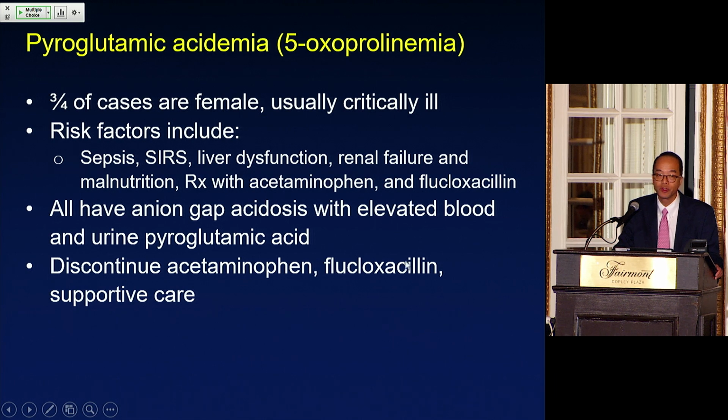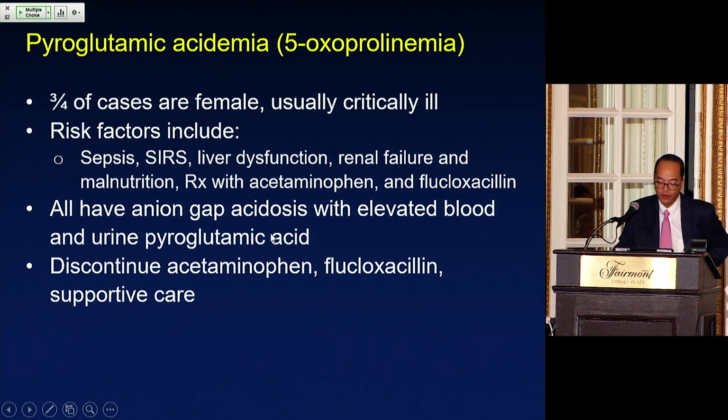Finally, a useful thing to remember, this is not a huge clinical problem, but it's often a puzzling cause of an anion gap acidosis in the ICU, for example, is pyroglutamic acidemia, also known as 5-oxoprolinemia. This occurs more commonly in females, usually critically ill, often with sepsis or SIRS. Concomitant liver and renal failure can predispose to this, as can malnutrition. The major cause in this country is acetaminophen use. In other countries where flucloxacillin is used a lot, this antibiotic is also a cause.